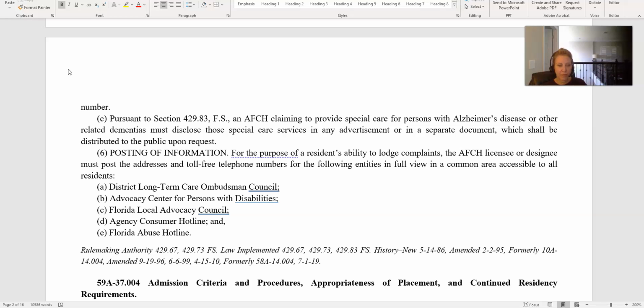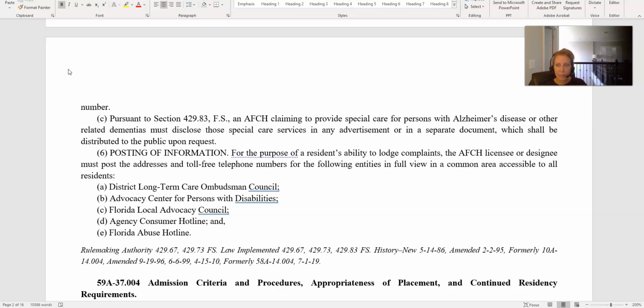Number 6, posting of information. For the purpose of the resident's ability to lodge complaints, the AFCH licensee or designee must post the address and toll-free telephone numbers for the following entities in full view in a common area accessible to all residents. A, the Ombudsman Council. B, the Advocacy Center for Persons with Disabilities. C, your Florida Local Advocacy Council. D, Agency Consumer Hotline. And E, the Florida Abuse Hotline.